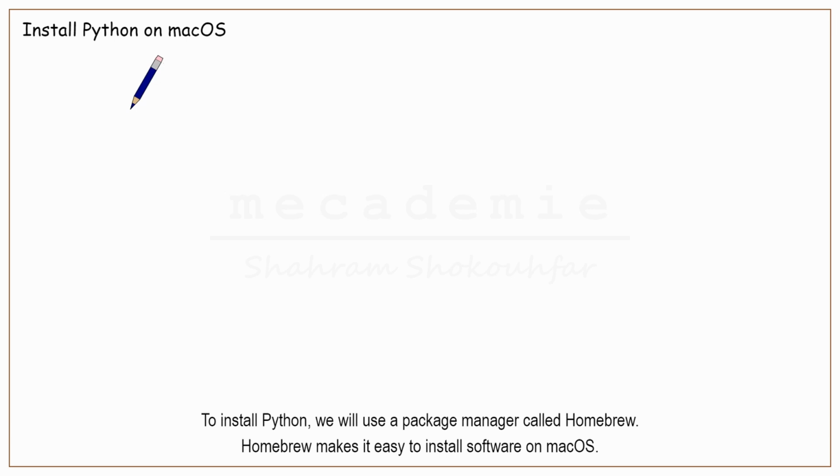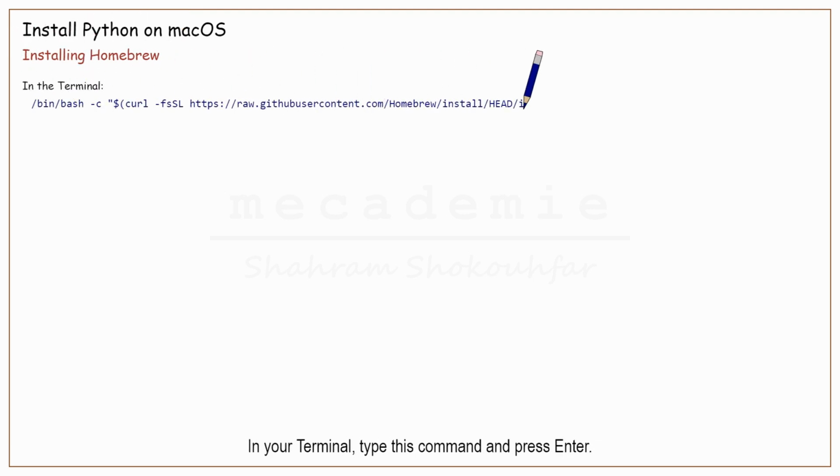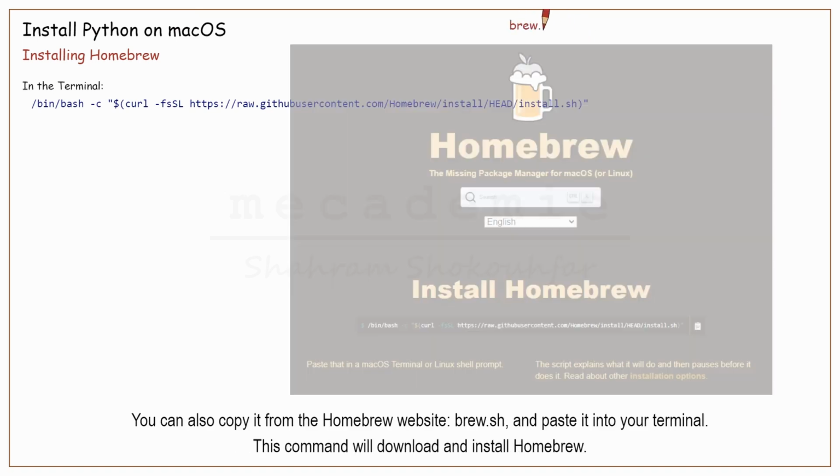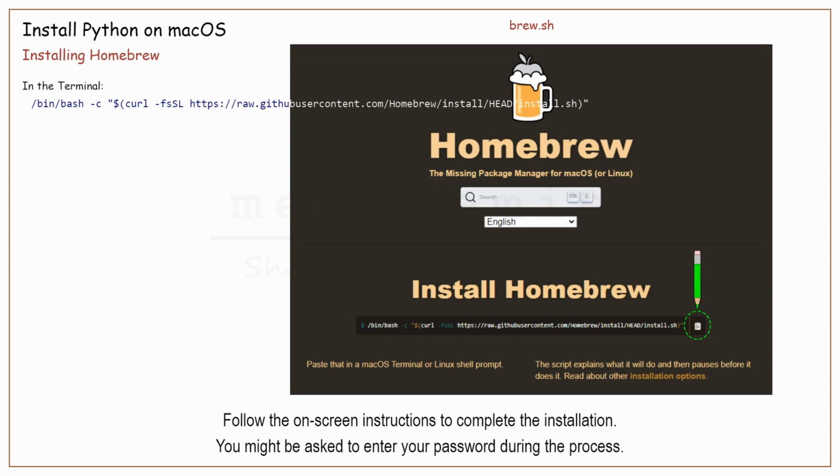To install Python, we will use a package manager called Homebrew. Homebrew makes it easy to install software on macOS. If you don't have Homebrew installed, let's get that set up. In your terminal, type this command and press Enter. You can also copy it from the Homebrew website, brew.sh, and paste it into your terminal. This command will download and install Homebrew. Follow the on-screen instructions to complete the installation. You might be asked to enter your password during the process.